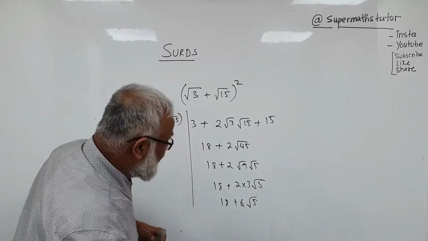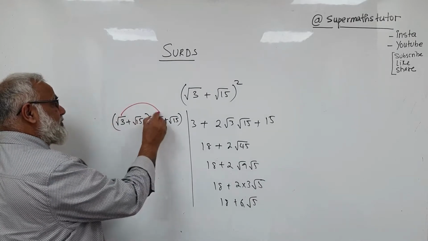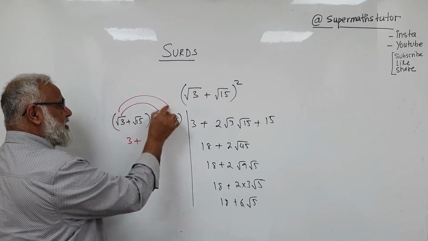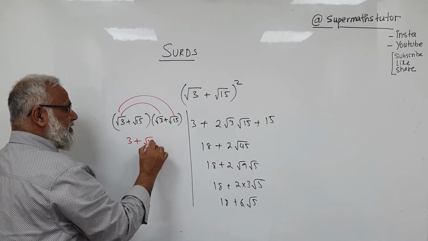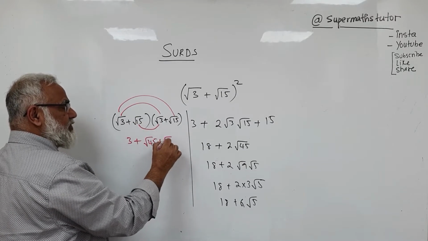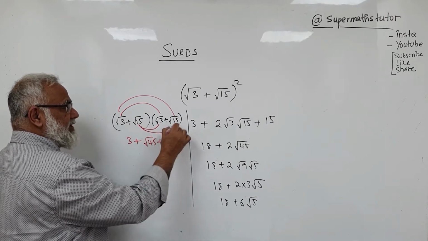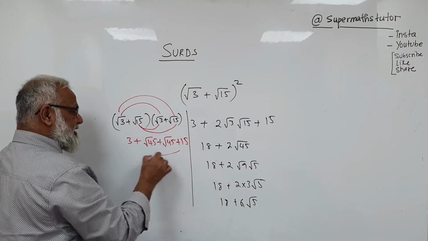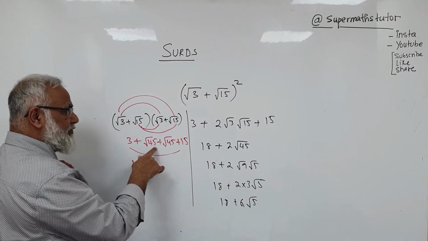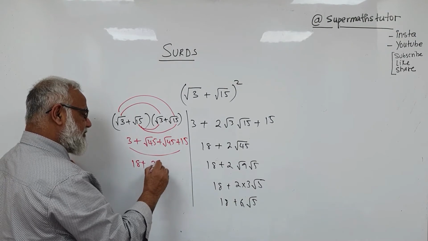And I'm going to show you, root 3 times root 3 is 3. Root 3 times root 15 is root 45. And root 15 times root 3 is another root 45. Plus root 15 times root 20 is 15. Now, 15 plus 3 is 18. And root 45 plus root 45 is 2 root 45.